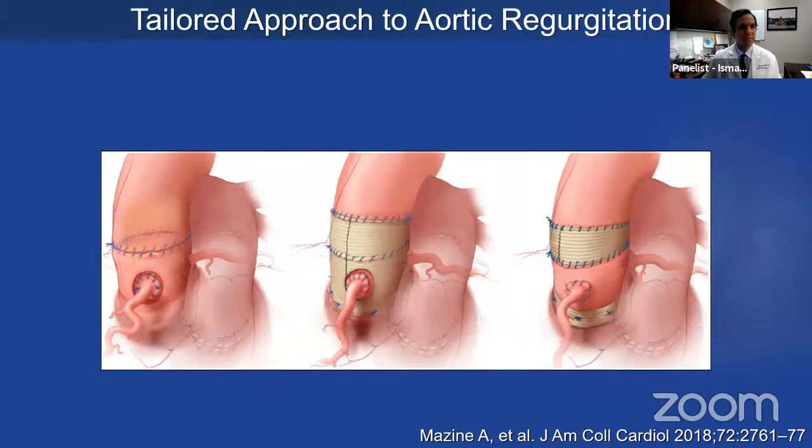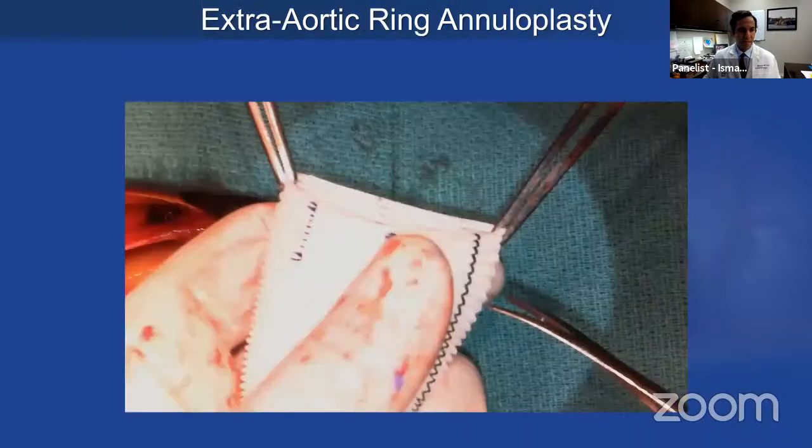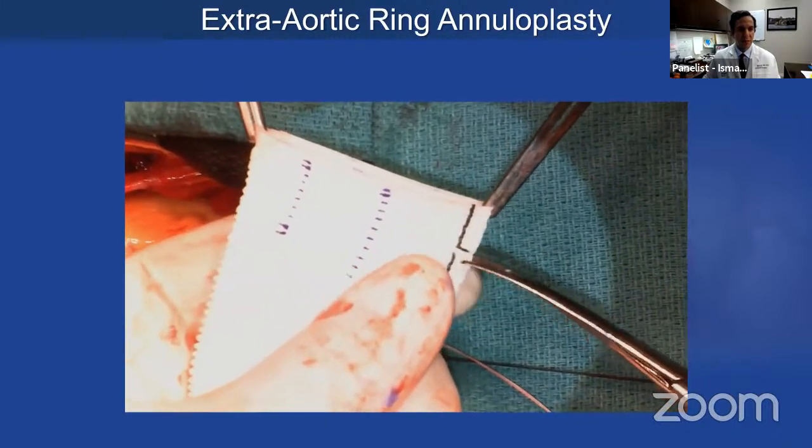And finally, in patients with aortic regurgitation, it is important to further support the aortic root, either by putting it in a graft, by doing an inclusion technique, or by doing our preferred approach, which is an extra-aortic annuloplasty, and a Dacron tube just above the sinotubular junction. As you can see here, this is the annuloplasty.